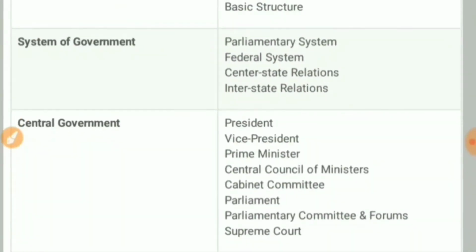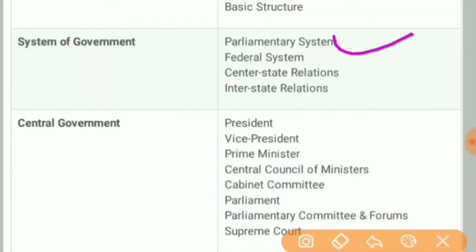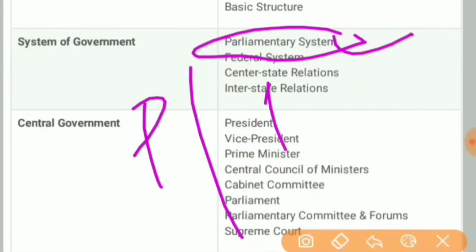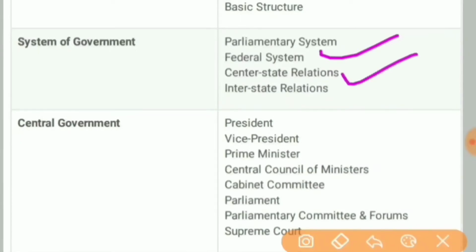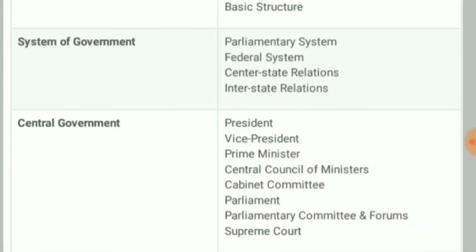Then we have the system of government, the parliamentary system. In this topic we will learn about the difference between the parliamentary and presidential systems. Then we have the federal system, central-state relations and interstate relations.